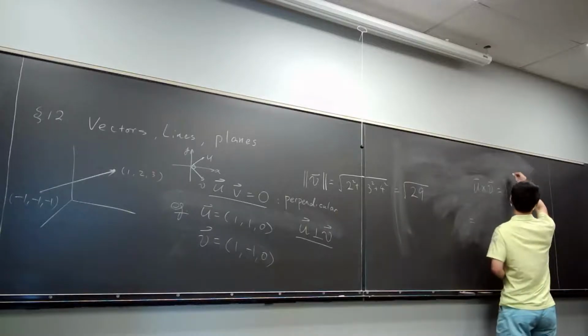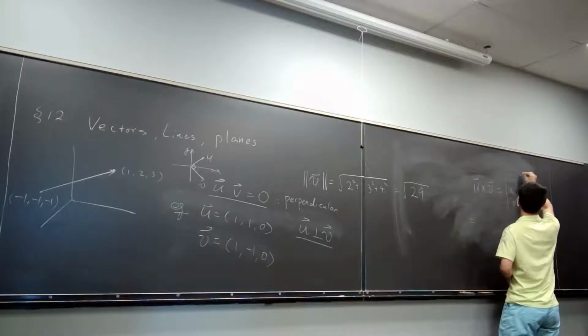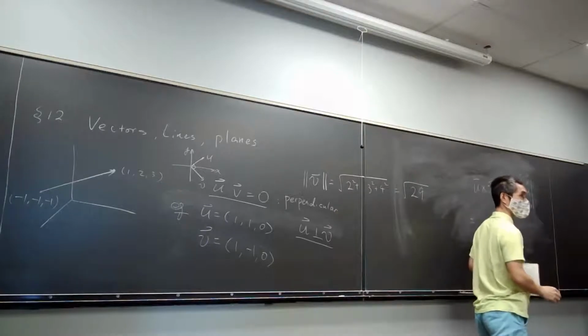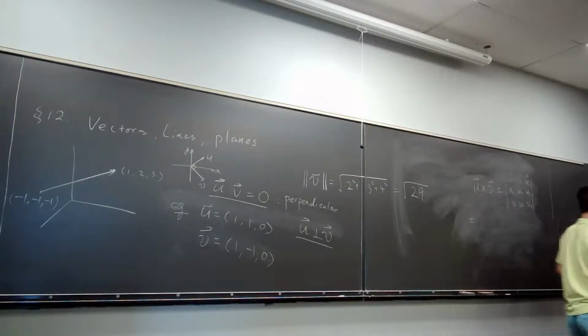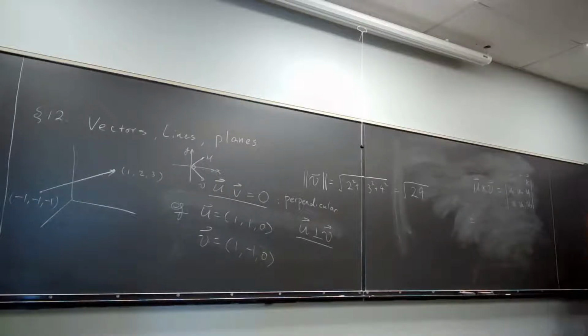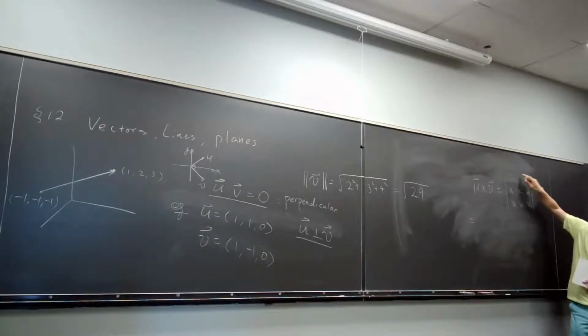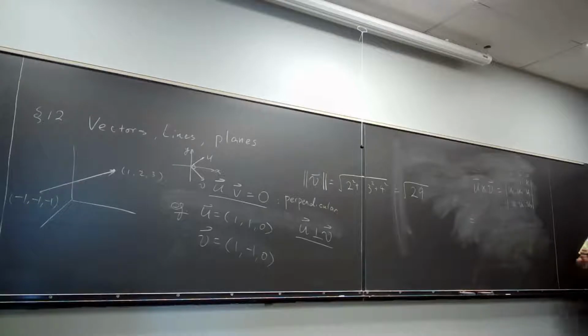Well, this i, j, k, they're actually vectors. Okay, but sometimes you omit that. For example, when you enter i, j, k in the web system, you don't enter this little arrow because it's kind of hard to enter. So you just enter i, j, k. And do you remember how to take the determinant of this 3 by 3 matrix?